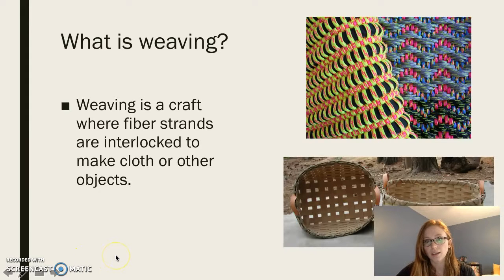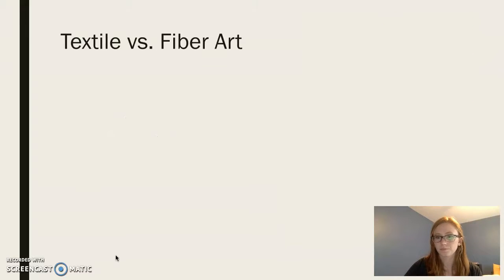So what is weaving? Weaving is a craft where fiber strands are interlocked to make cloth or other objects, such as the baskets you see behind me or the cloth in the top right-hand corner. Now, fiber can be grass, it can be yarn, it can be fabric, it can be cotton, wool, etc. It's any type of material that is fairly flexible and maneuverable to be tied or woven together.